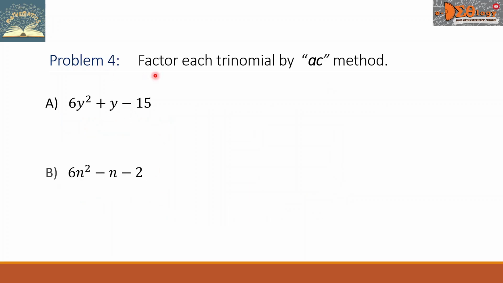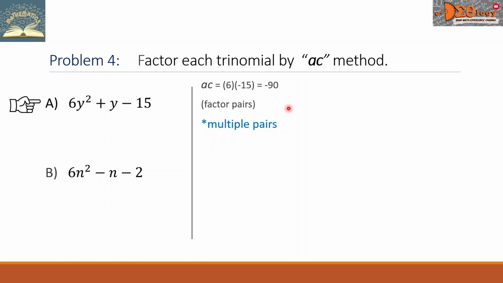Problem 4. Factor each trinomial by AC method. Letter A, 6y squared plus y minus 15. Using the AC, we multiply the number 6 by this -15, and the product is -90. Then we write the factor pairs. With this big number -90, we will have multiple pairs. But take note, there is only one pair that we need, and that is -9 times 10. And when we get the sum, the answer is 1.